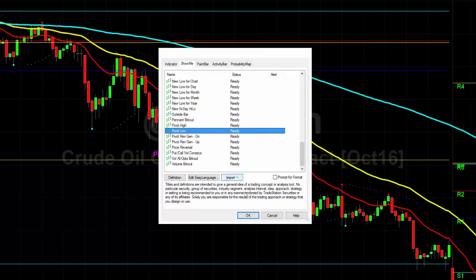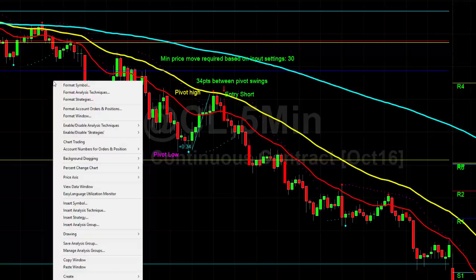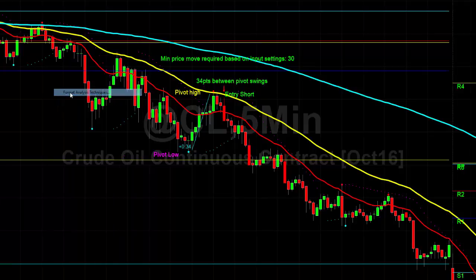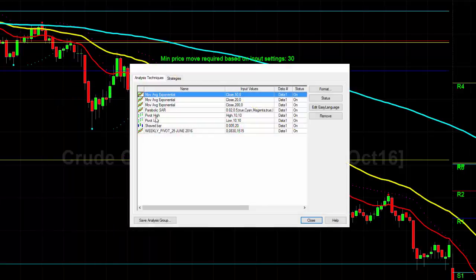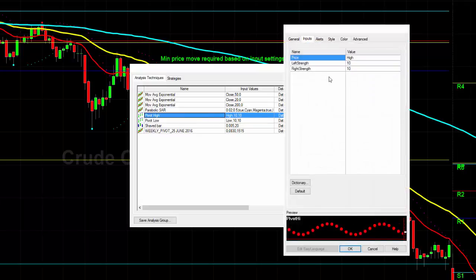Those two have already been applied to my chart, but if you want to do that, you can select those two and go okay, and that'll apply the pivots to the chart. If I right click on my chart and go format analysis technique, you'll see the pivot high and the pivot low. I've gone in and set those up. They come with a default of 3 and 3 for the high and the same for the low, so I set that to a left strength of 10 and a right strength of 10.